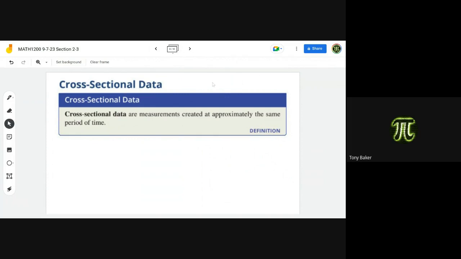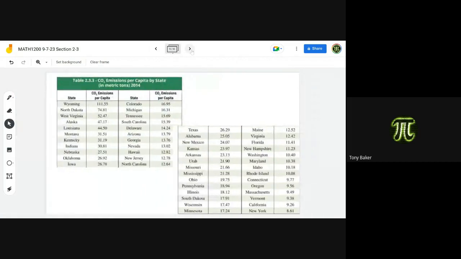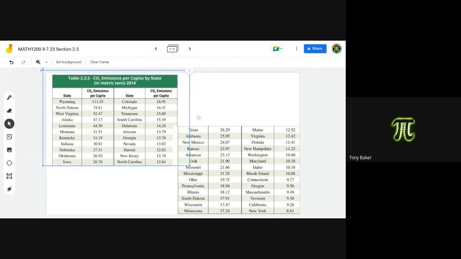Now, you'll notice that I don't have any graphs for these, for the next couple I'm going to show you. If we're looking at cross-sectional data, it's a lot harder to make a line graph because those points are for individual things. There's no organization to it, so we can't organize it in a specific way. So you typically see this data in tables. So this is the amount of CO2 emissions per capita by state.